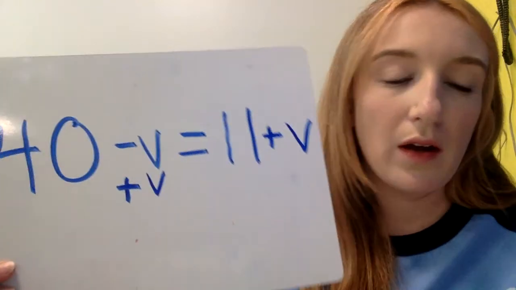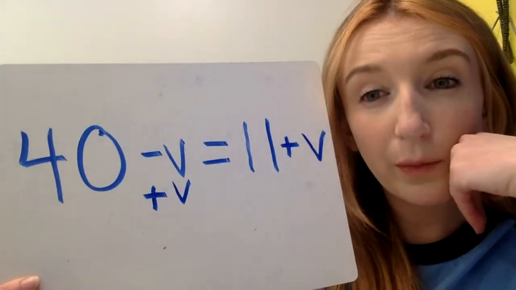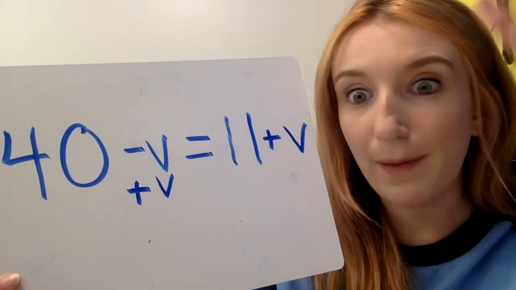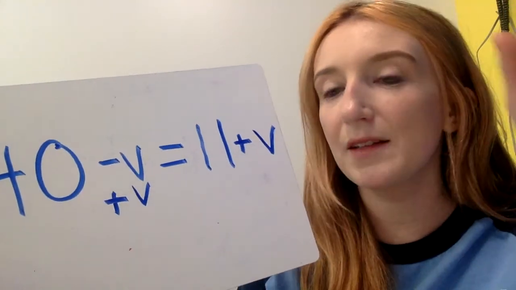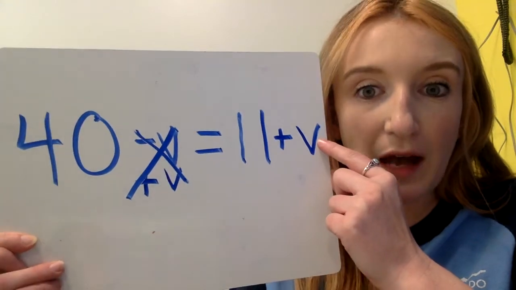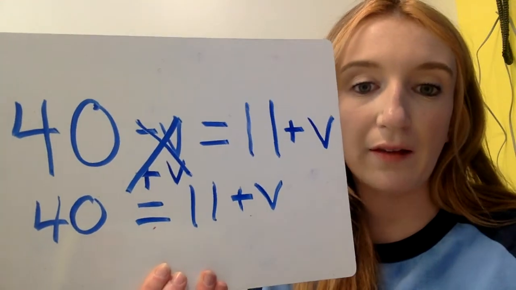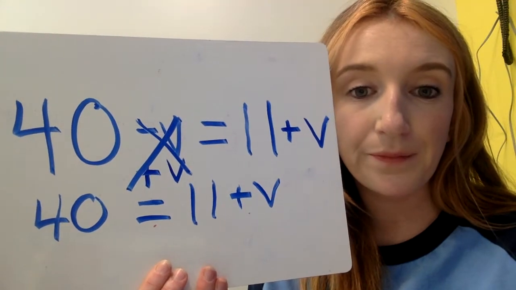Okay, so here I am adding negative v plus v. Well, if I'm adding negative v plus positive v, those are going to cancel out. So I can cross those out. And then I also added v over here. So now my variable is positive. I have 11 plus v. So my new equation looks like this. 40 equals 11 plus v.